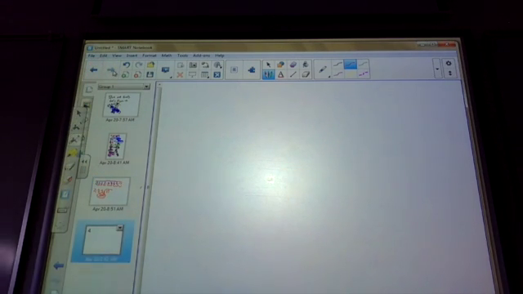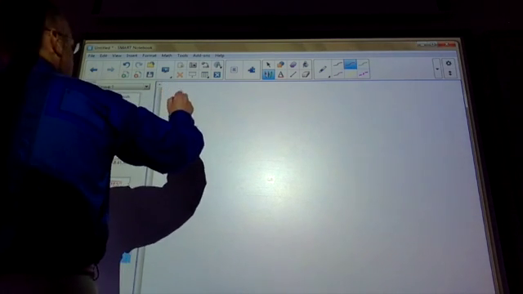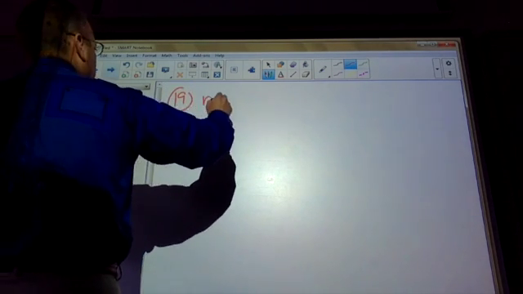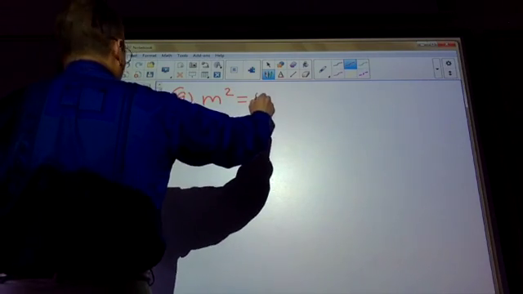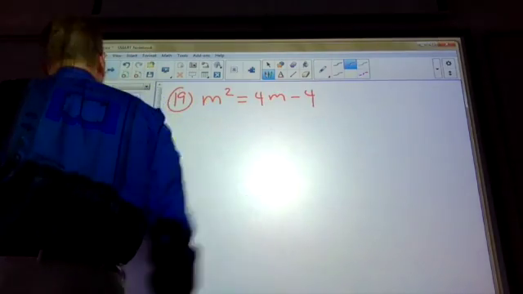What do we come across on that? Anything else? 19? Yeah, a little bit. Okay, 19 is going to be a little bit similar. We're using m's. So I have m squared is equal to 4m minus 4.